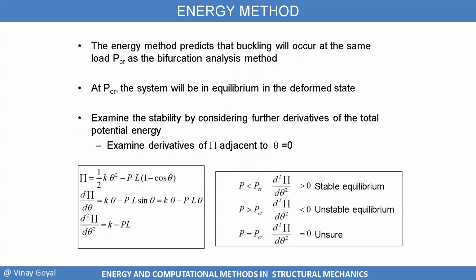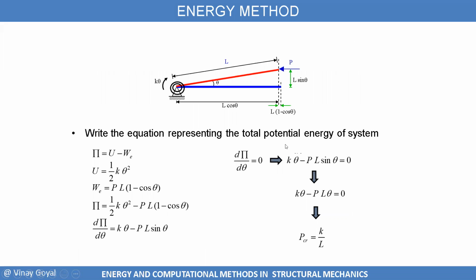The energy method predicts that buckling will occur at the same load P critical as the bifurcation analysis method. We saw that at P critical, the system will be in equilibrium in the deformed state. Let's examine the stability by considering further derivatives of the total potential energy. So we'll examine the derivatives of Pi adjacent to theta equals 0. The derivative of Pi with respect to theta is k theta minus PL theta. I made that approximation. So we're examining derivatives around theta equals 0, meaning I am close to this straight configuration.